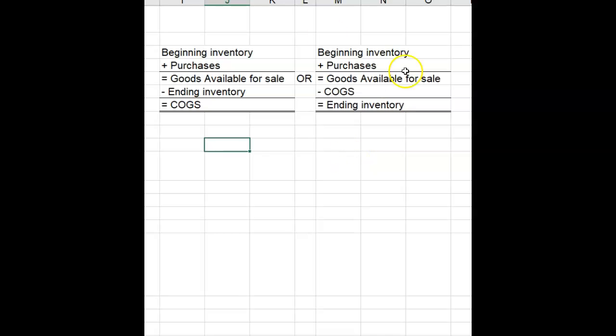By the same token, beginning inventory plus purchases equals goods available for sale minus cost of goods sold will calculate ending inventory, and again that makes sense. If we have an amount of goods available for sale and you subtract from that the cost of the ones that you did sell, that will leave the cost of the ones that you did not sell. Very powerful formulas.